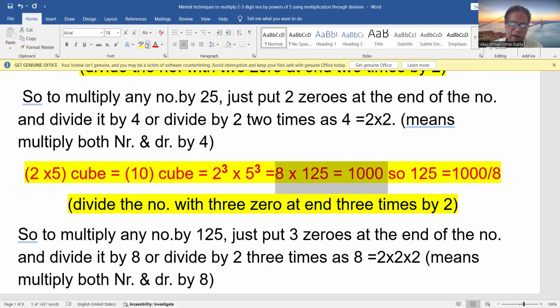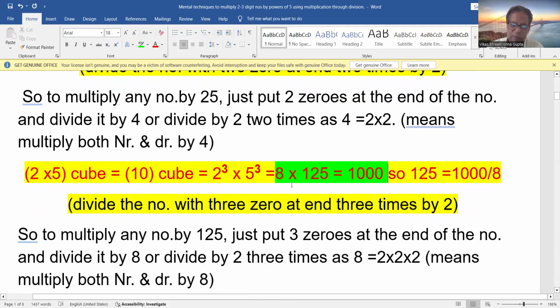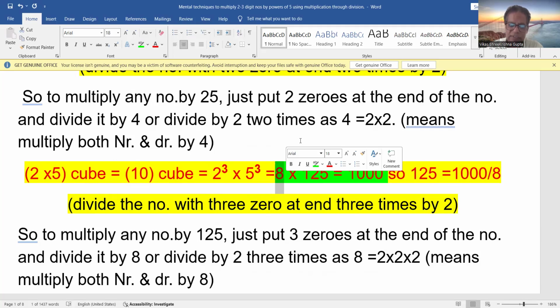It means whenever I have to multiply any number by 125, I will put 3 zeros at the end of the number and divide the number by 8. And dividing by powers of 2 is very easy. Compared to multiplication by powers of 5, dividing by powers of 2 is very fast and very easy. So you get the answer in a fraction of a second, right?